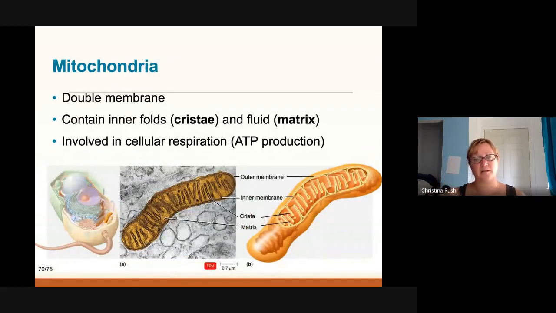The mitochondria, the powerhouse of the cell. The mitochondria also contains a double membrane. The inner folds are cristae, and it has a fluid inside of it known as a matrix. The mitochondria is involved in cellular respiration and ATP production. We are going to go into detail about this cellular respiration on Wednesday, so I won't do all of that here. We will talk a lot about the mitochondria on Wednesday.